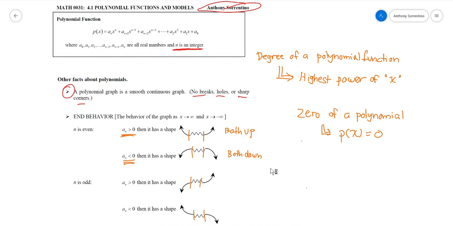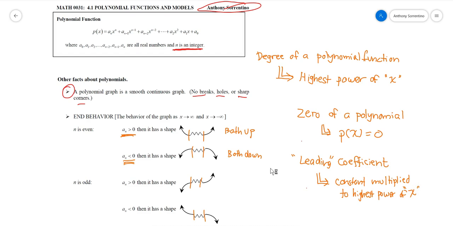Leading coefficient, very misleading as far as the word goes. That's the constant multiplied to the highest power of x. Again, put that in quotation marks because it could be other variables as well. It's important to note it that way.